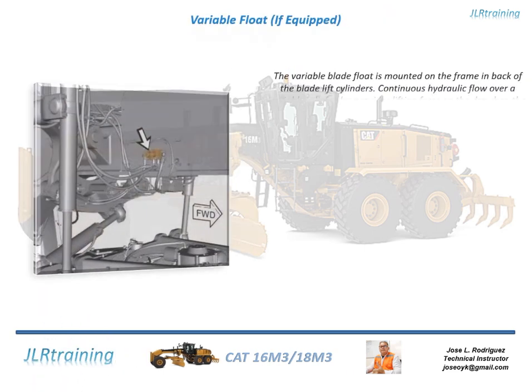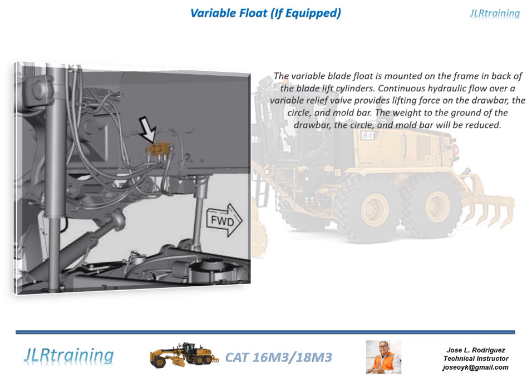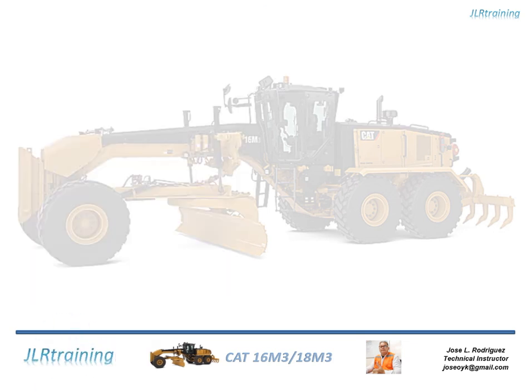Variable float, if equipped. The variable blade float is mounted on the frame in back of the blade lift cylinders. Continuous hydraulic flow over a variable relief valve provides lifting force on the drawbar, the circle, and mold bar. The weight to the ground of the drawbar, the circle, and mold bar will be reduced. The end.